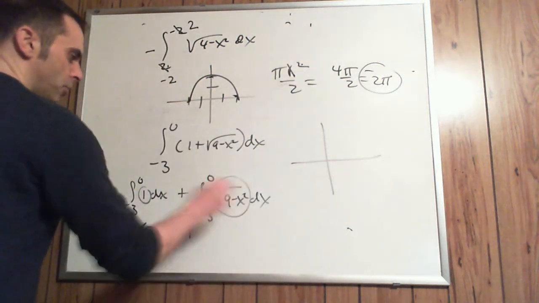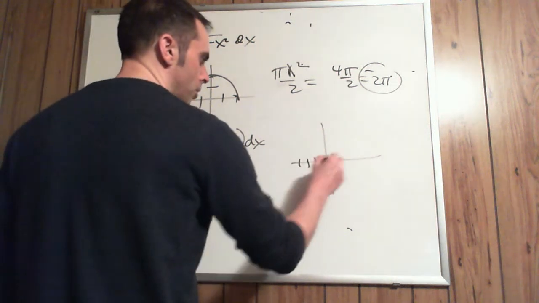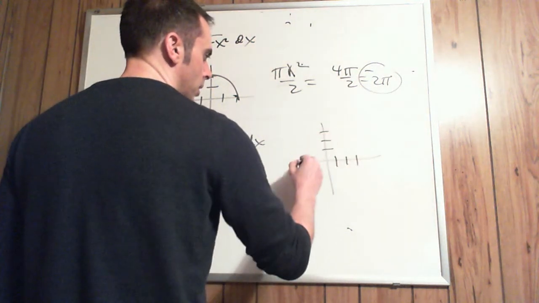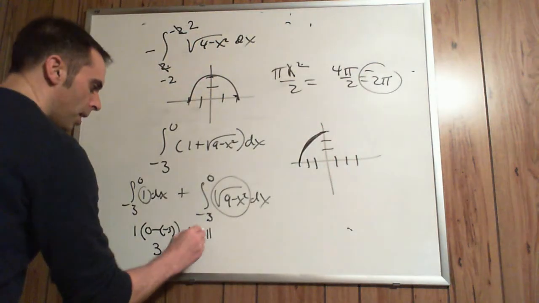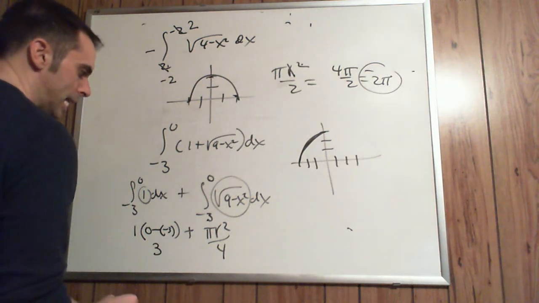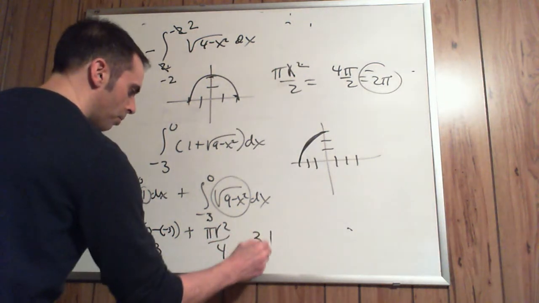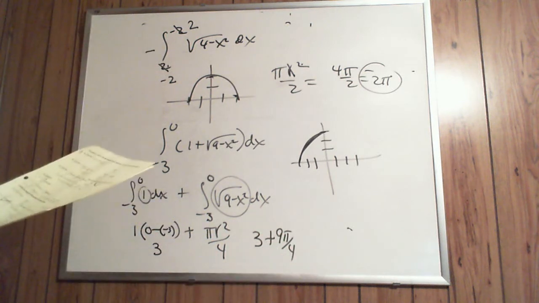Well, this is a semicircle, but from here to here it is a quarter of a circle. So -3 to 0 is this portion right here. So that would be pi r squared over 4. R is 3, so that would be 9/4 pi. So the answer would be 3 plus 9/4 pi. That would be the answer there.